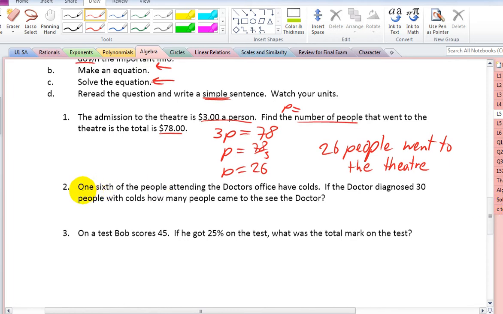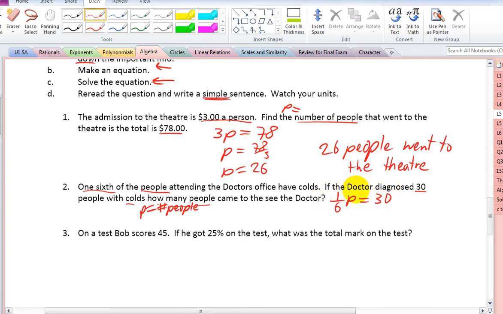1/6 of the people attending the doctor's office have colds. If the doctor diagnosed 30 colds, how many people came to see the doctor? So P equals the number of people the doctor saw. So what would be your equation? 1/6 P equals 30. Okay.